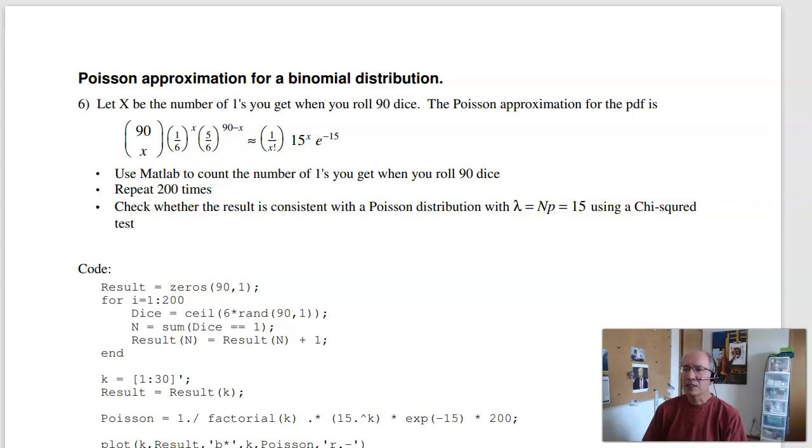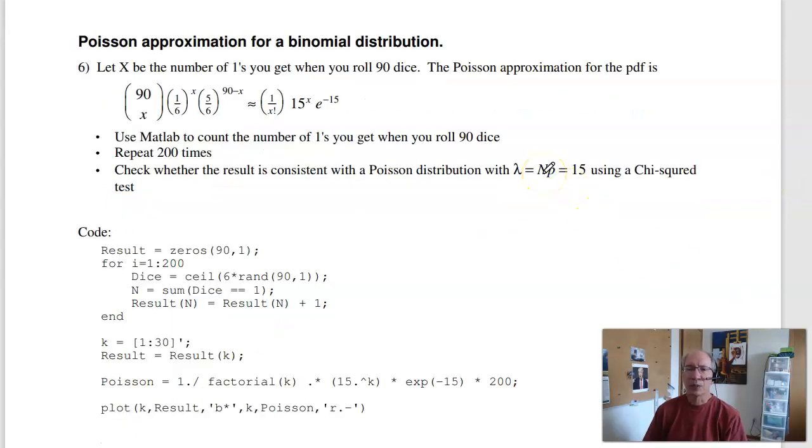Number 6 looks at a Poisson approximation to a binomial distribution. If I roll 90 dice and count the number of ones, that's a binomial distribution. This gets kind of hard to calculate because I've got 90 factorial in there. A Poisson approximation says that lambda is n times p, n is 90, p is 1/6. So if I use a Poisson approximation where lambda is 15, these two should be roughly the same. This is a whole lot easier to calculate.